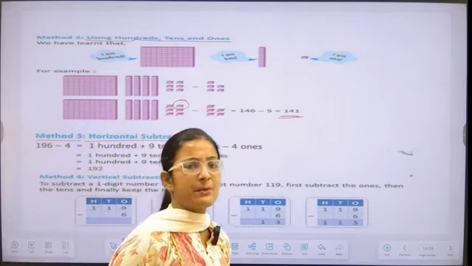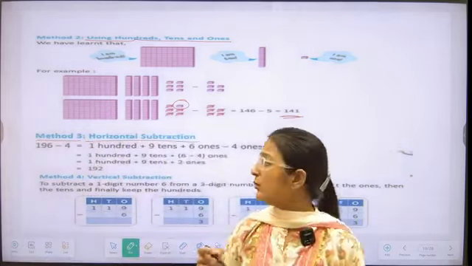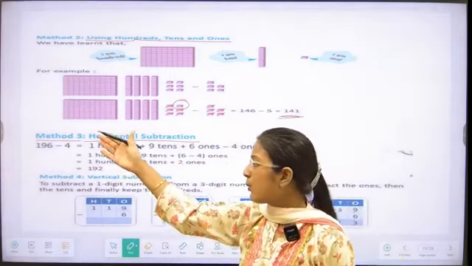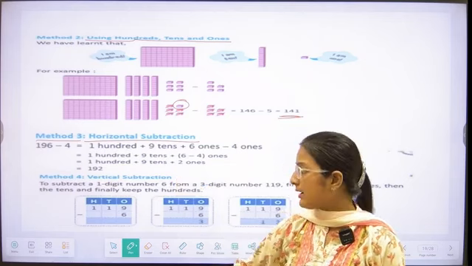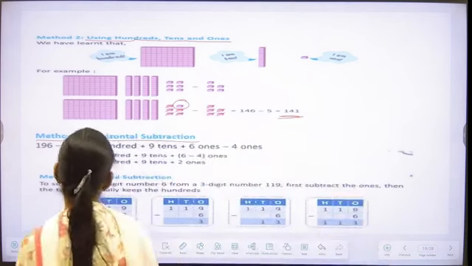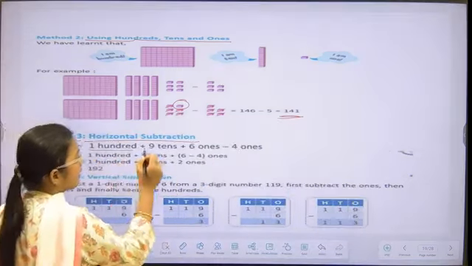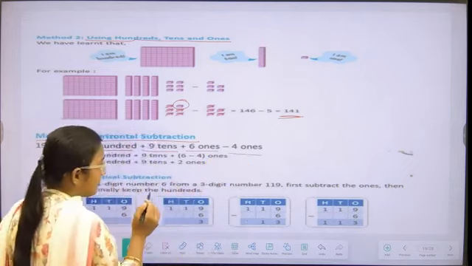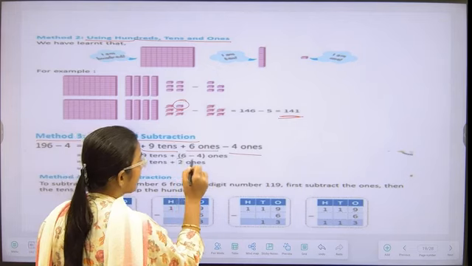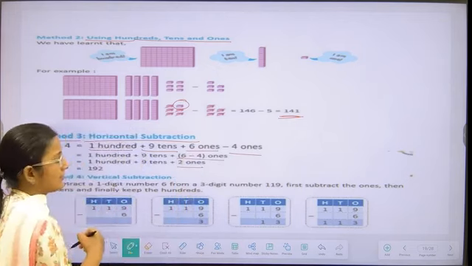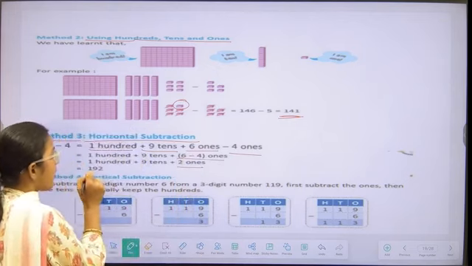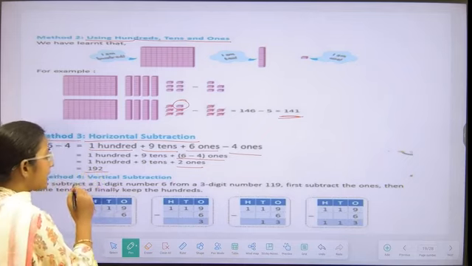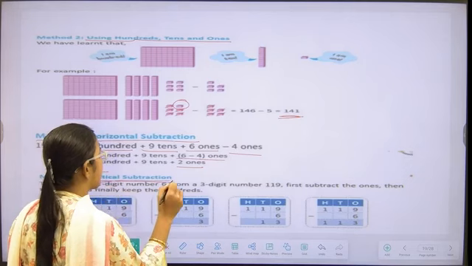Now we are going to understand our third method, horizontal subtraction. While subtracting horizontally, we write the numbers in expanded form and subtract the ones place value from the ones place value. Let's do it with me. We have 100, 9 tens, 6 ones, and we have to subtract 4 ones. Subtracting 4 ones from 6 ones, I get 2 ones. So our difference will be 192.